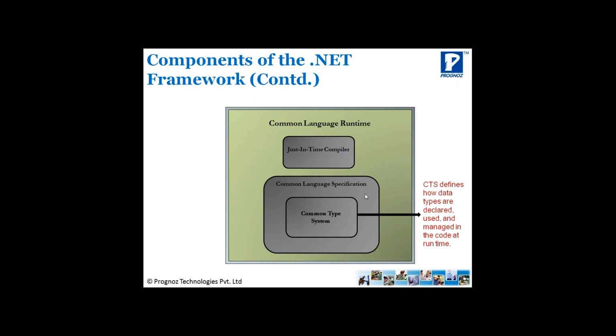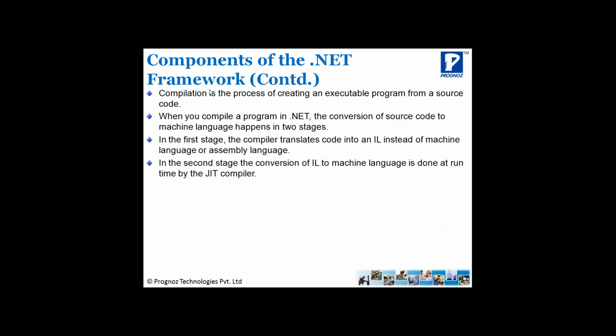So CLS basically speaks about the specifications or the rules that are applicable for the language, and the common type system basically focuses on the data types. Compilation is the process of creating an executable program from the source code. When you compile a program in .NET, the conversion of the source code to machine language happens in two stages that we have discussed earlier. In the first stage, compilation translates the code into IL instead of machine language or assembly language. In the second stage, the conversion of IL to machine language is done at runtime by the JIT compiler.